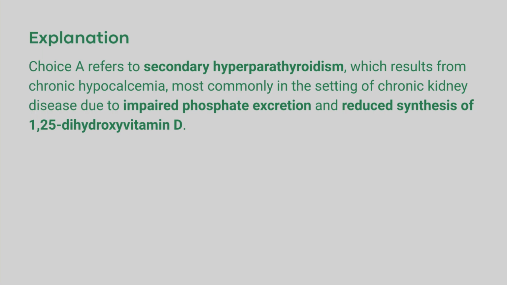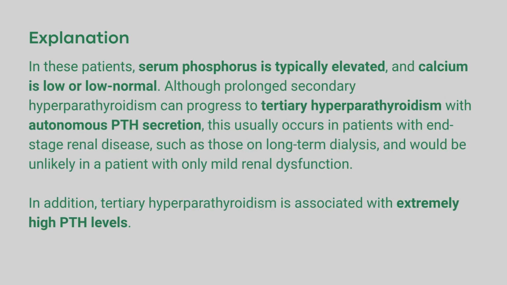Now, briefly addressing the incorrect answer choices, choice A refers to secondary hyperparathyroidism, which results from chronic hypocalcemia, most commonly in the setting of chronic kidney disease due to impaired phosphate excretion and reduced synthesis of 1,25-dihydroxyvitamin D. In these patients, serum phosphorus is typically elevated and calcium is low or low normal.